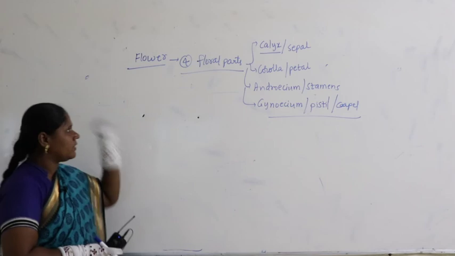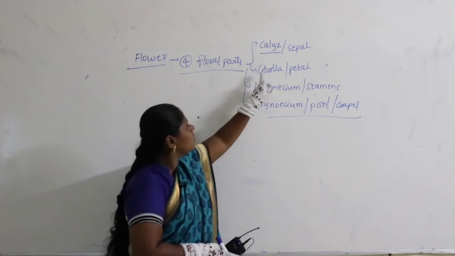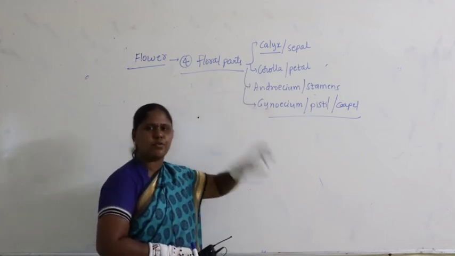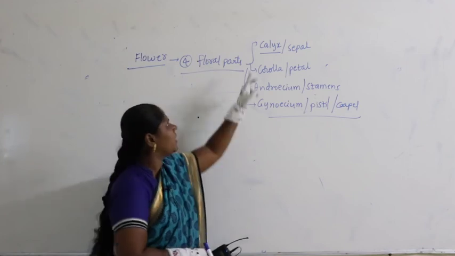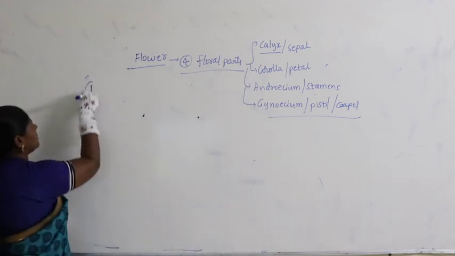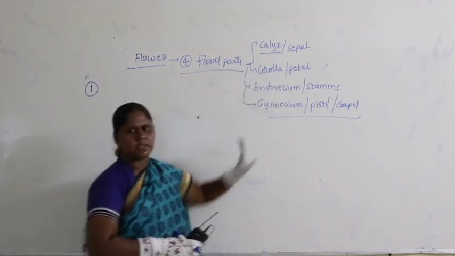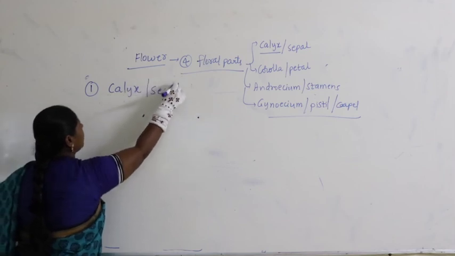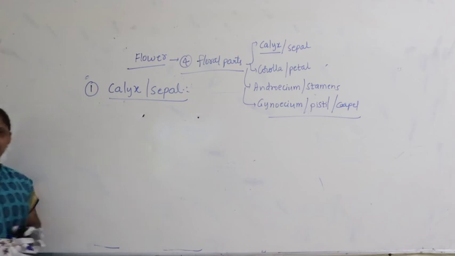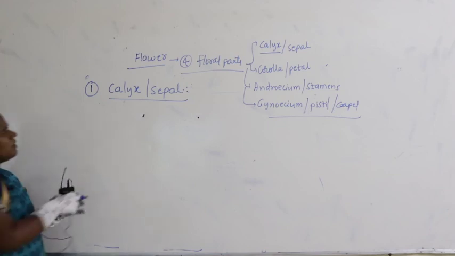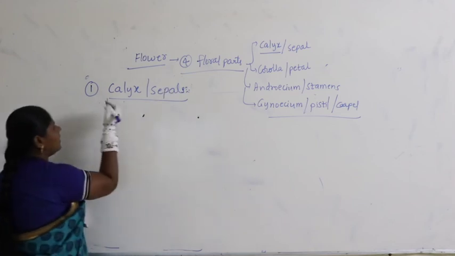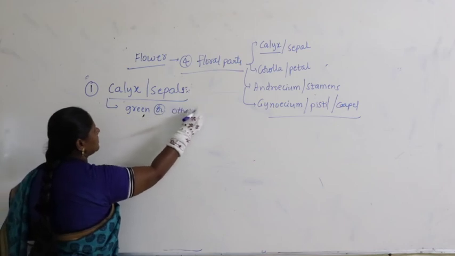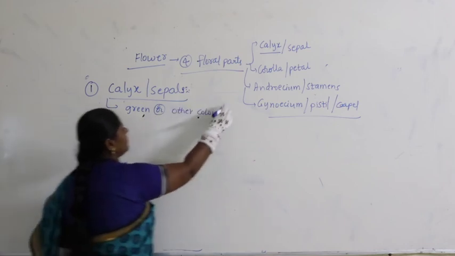Now, let us start our discussion with the flower parts. Let us discuss one after the other. So, here we have calyx, corolla, androecium and gynoecium, and we need to discuss in detail each and every floral part. What is the first floral part we have to start with? Calyx. Calyx is also called sepals. Sepals are generally green in color, or other colors, or sometimes colorless.